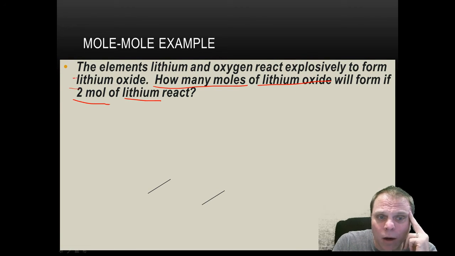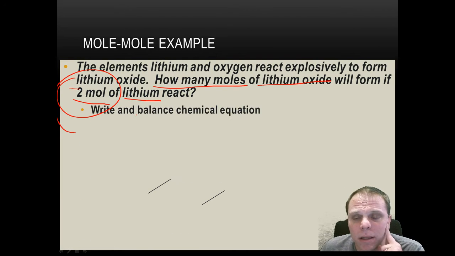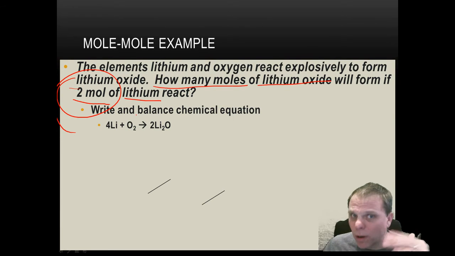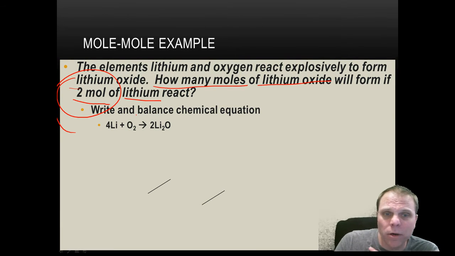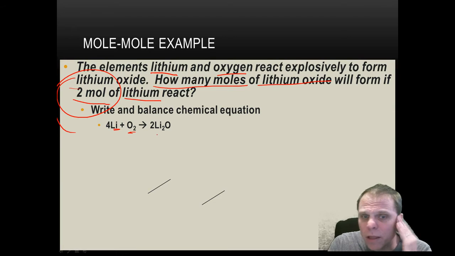So what do we start with? Always start with what you're given. You're given the 2 moles of lithium, and you're going to try to go to lithium oxide. Always start with your balanced chemical equation. So how in the world did I know that? Well, remember, you are coming up with that based upon the words here, right? It says lithium and oxygen react. So you've got to be writing out your lithium and your oxygen, and it's going to form lithium oxide.